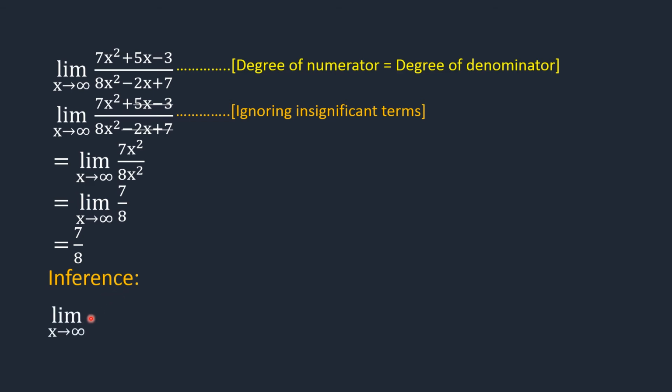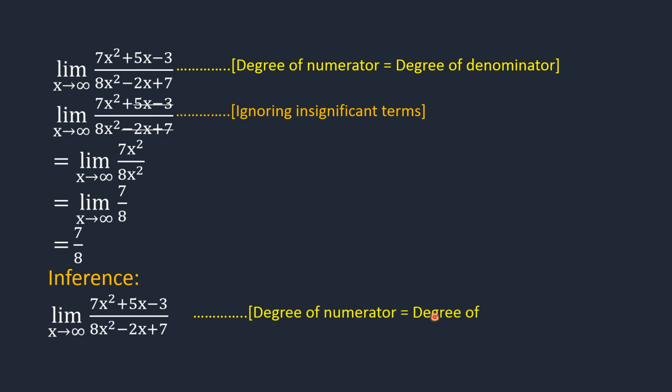Accordingly, for the limit of 7x squared plus 5x minus 3 over 8x squared minus 2x plus 7, where the degree of the numerator equals the degree of the denominator, we can directly write the answer as the ratio of the leading terms, the highest powered terms in the numerator and denominator. That is, the answer will be 7 over 8.